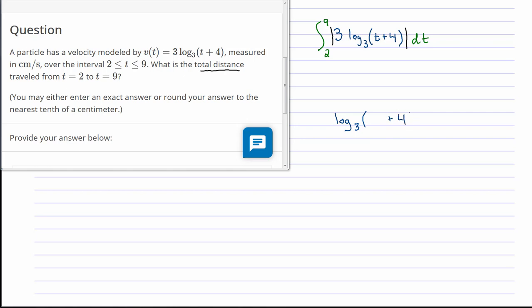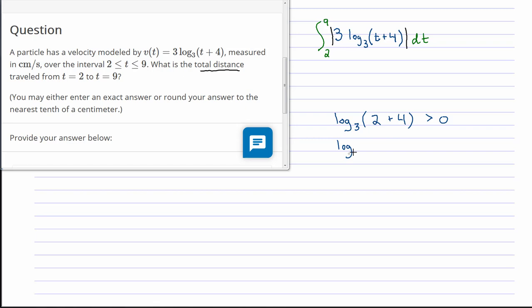And I'm going to leave a blank for the t. Because let's think about what the value of this function is going to be on the interval from 2 to 9. So if I put a 2 in here, I get log base 3 of 6. And if you think about it, that's a positive number.